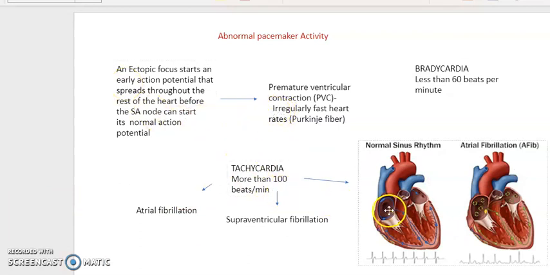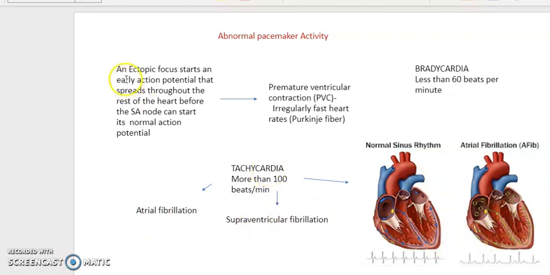But when the SA node kind of spits out some difficult impulses there, and it doesn't quite get to the atrioventricular node, then we're going to have some atrial fibrillation. So that's where this is coming from.